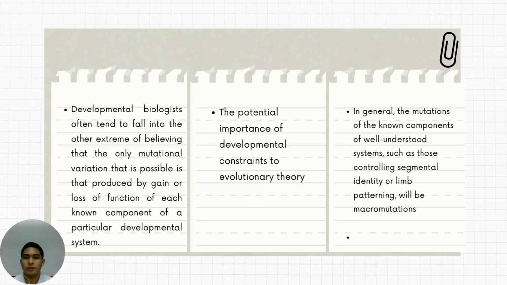Developmental biologists often tend to fall into the other extreme, believing that the only mutational variation that is possible is that produced by gain or loss of function of each known component of a particular developmental system. This will confine the range of attainable morphologies to a relatively small set obtained by one-step changes away from the wild-type pattern. So mutagenesis screens on vertebrates such as the zebrafish or even the mouse generate only a modest range of phenotypes.